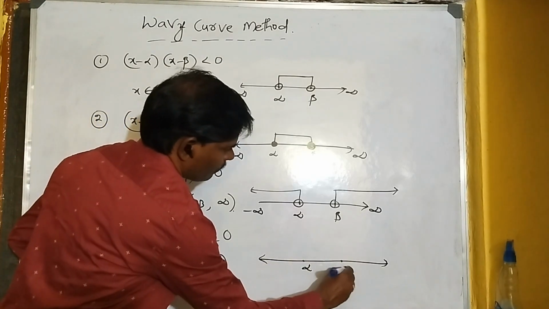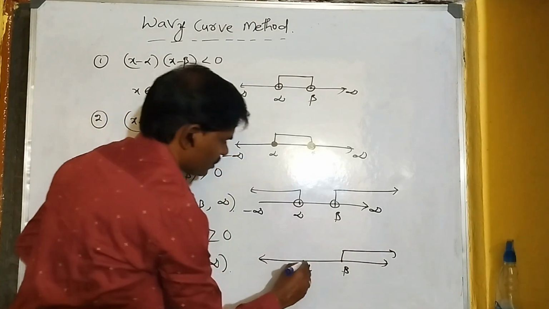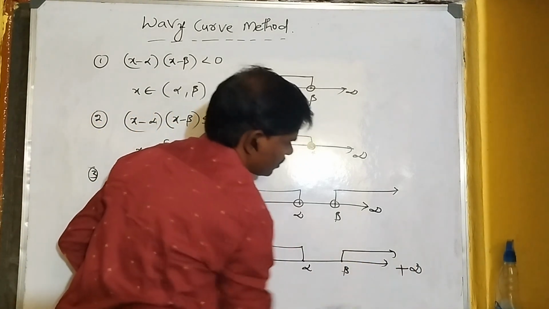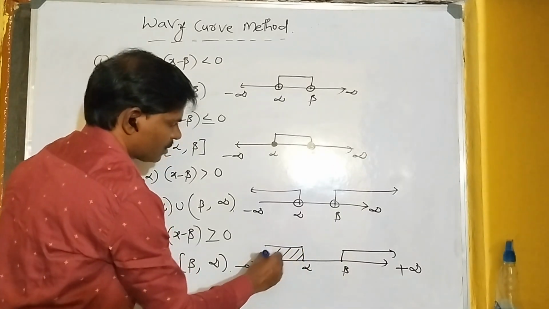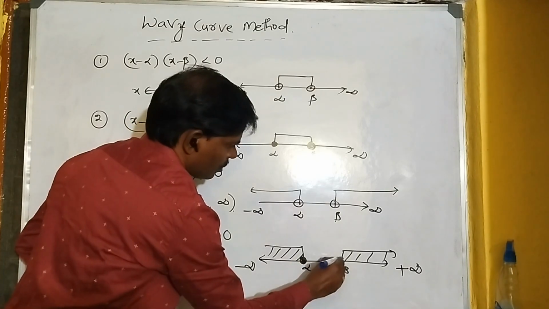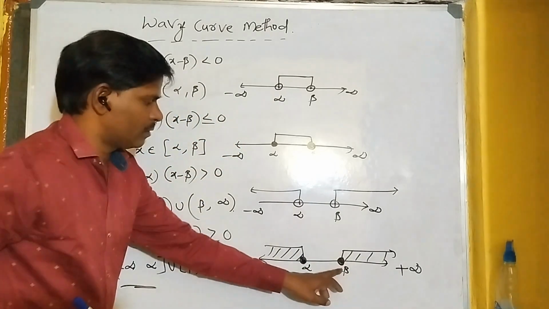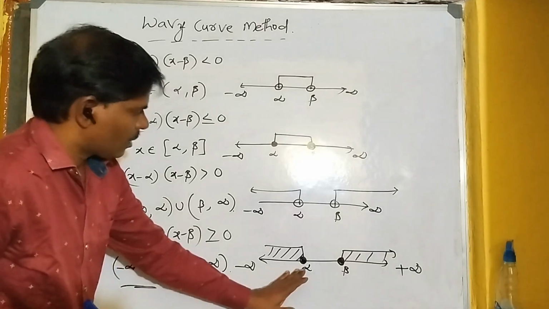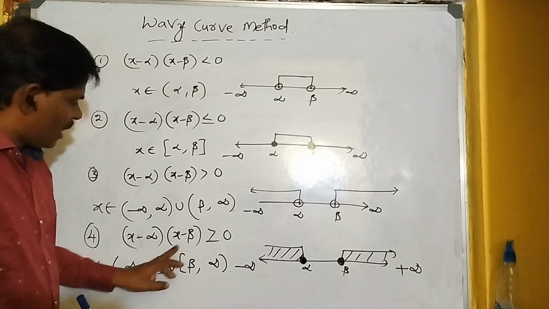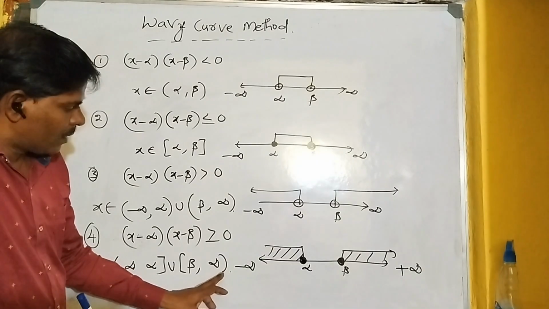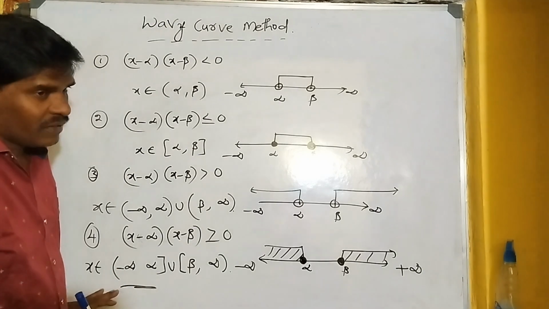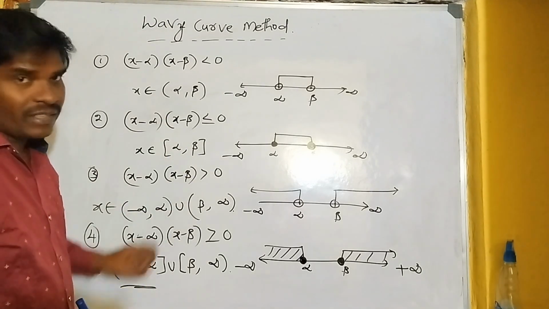Here alpha, here beta. This is one part, this is also one part, from minus infinity to plus infinity. This is the closed circle and this is the open circle. A closed circle means alpha and beta are also included, so closed interval alpha and closed interval beta. Infinity is always an open interval, and minus infinity is always an open interval. These are the formulas.